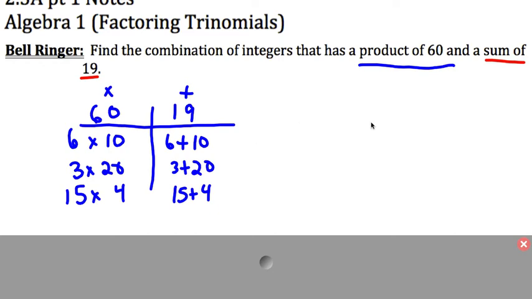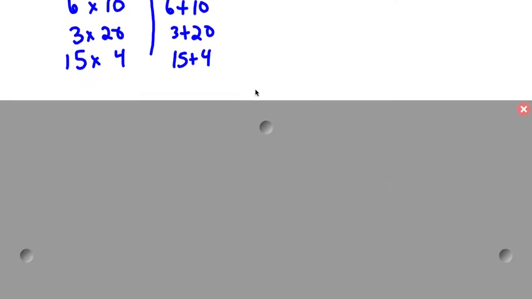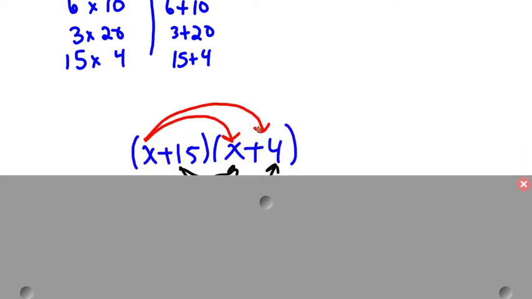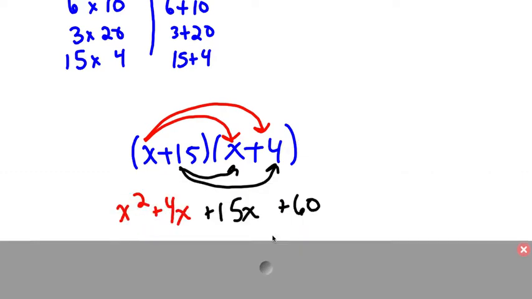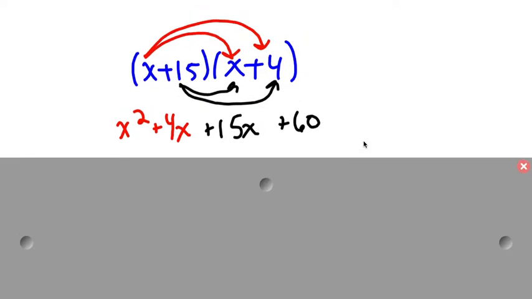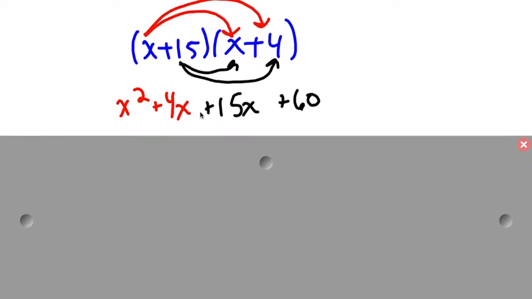Now, how this relates to what we're doing today, let me jump down to what I have written down here. Let's say, for example, we saw something like this before, x plus 15, x plus 4, where we multiplied that out and we ended up with x squared plus 4x plus 15x plus 60, right? This is something that we've done before. So we would add or find the sum of these middle two. And then where did the 60 come from? Well, that was the product of 15 and 4. That was what we got when we multiplied those.